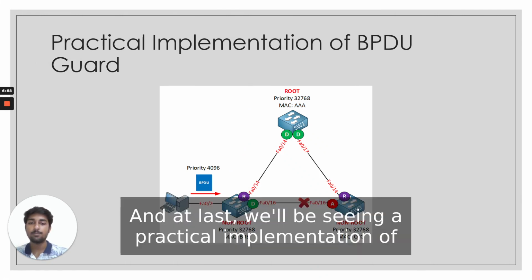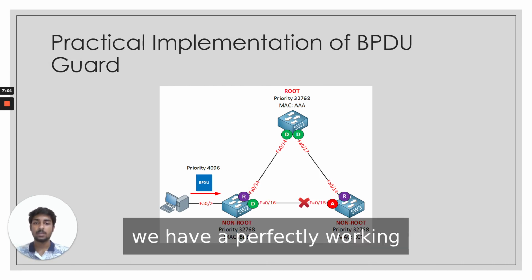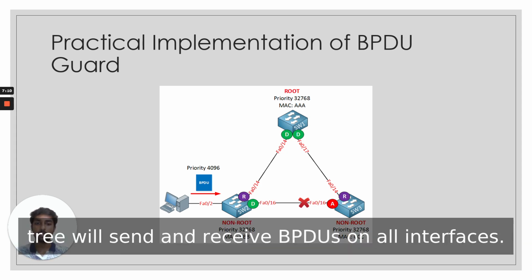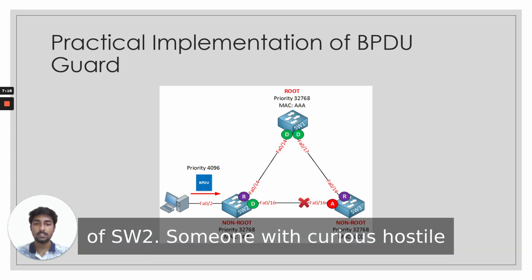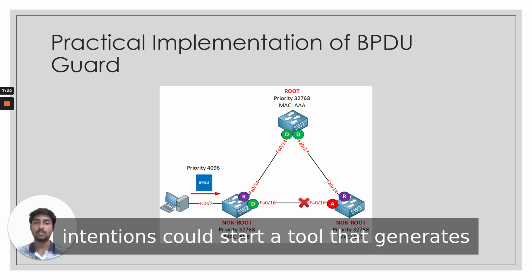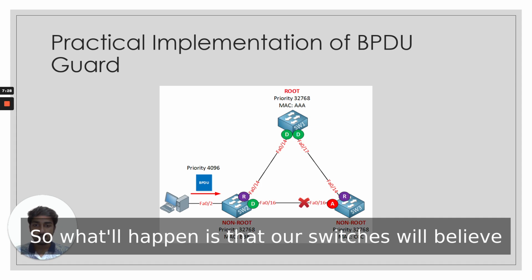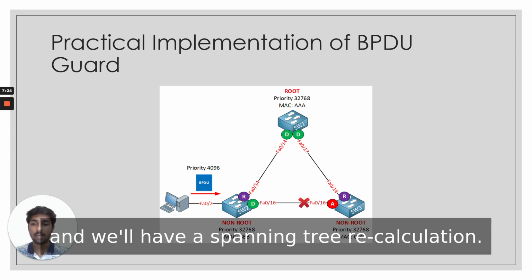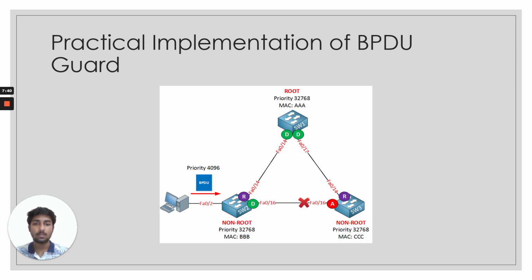And at last, we'll be seeing the practical implementation of BPDU guard. Here, we have a perfectly working spanning tree topology. By default, spanning tree will send and receive BPDUs on all interfaces. In this example, we have a computer on the Fa0/2 interface of SW2. Someone with curious hostile intentions could start a tool that generates BPDUs with a superior bridge ID. So what will happen is that our switches will behave as if the root bridge can now be reached through SW2 and we'll have a spanning tree recalculation. This doesn't sound like a good idea. Here's what could go wrong.